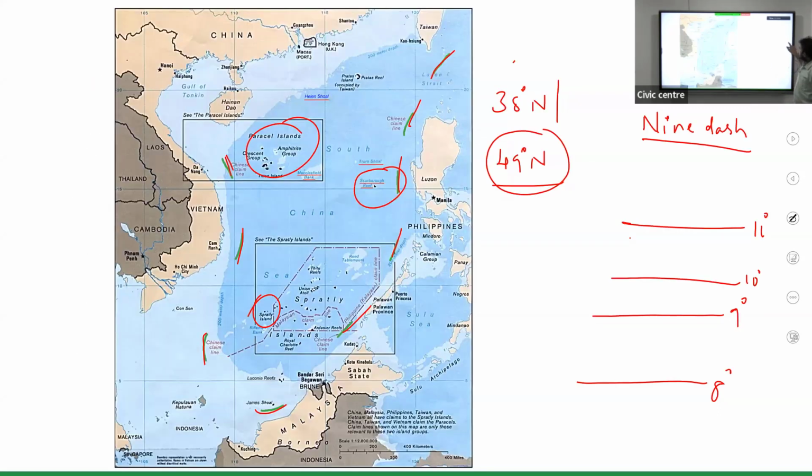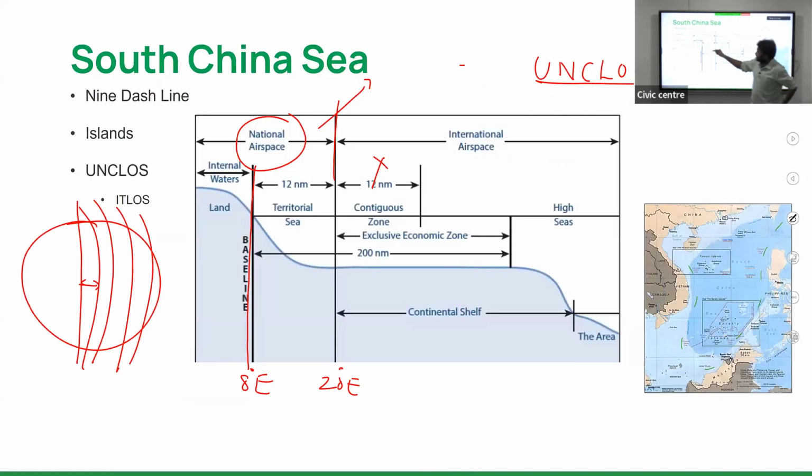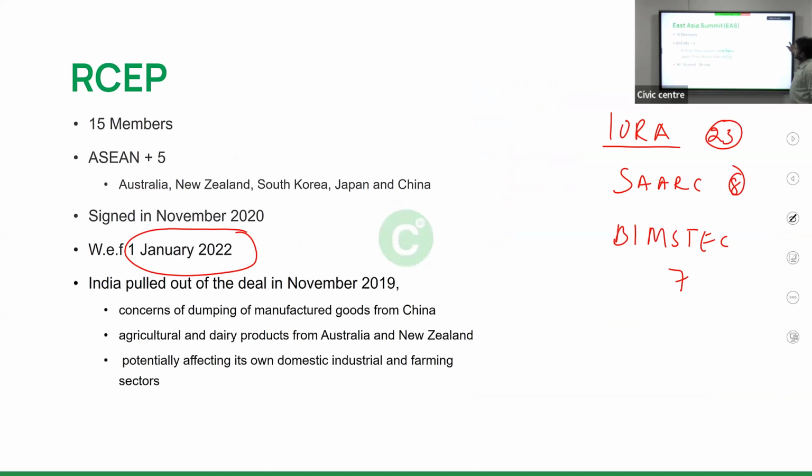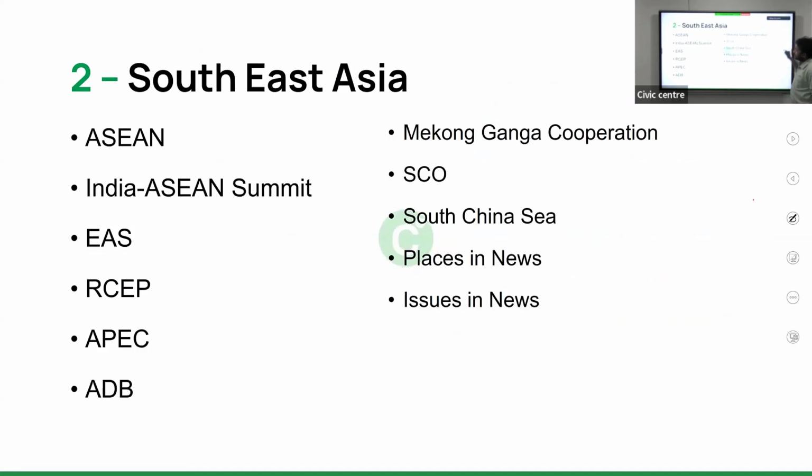So we have completed Southeast Asia. Similarly, this is the International Tribunal on Law of Sea. Its headquarters is at Hamburg, Germany. So, can you recollect Southeast Asia? ASEAN, India-ASEAN Summit, East Asia Summit, RCEP, APEC, ADB, Mekong, Shanghai Cooperation Organization, South China Sea, places in news, issues in news.